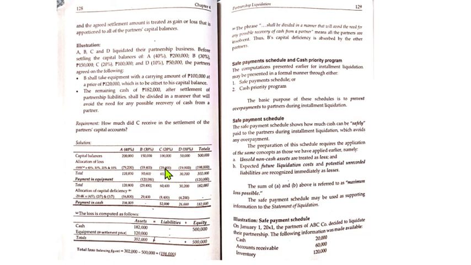So, I think that ends the discussion on part 3 of accounting for partnership liquidation. Please continue on the succeeding video, the last video. For more of accounting for partnership liquidation, we will be discussing safe payment schedule and cash priority program.